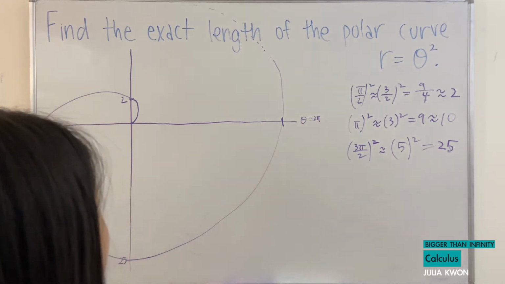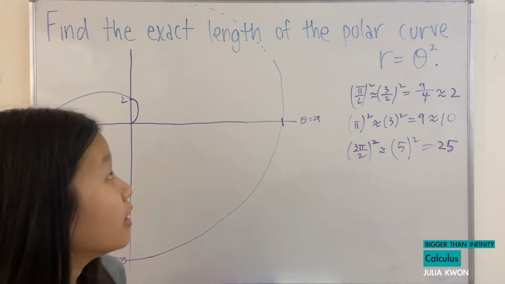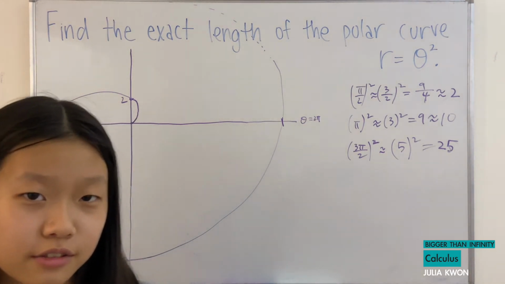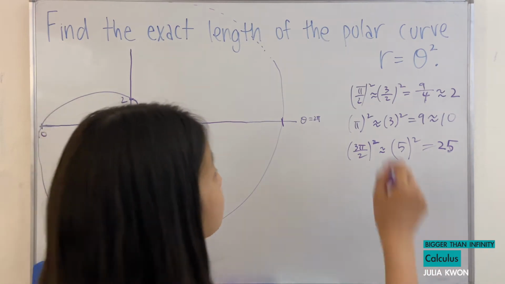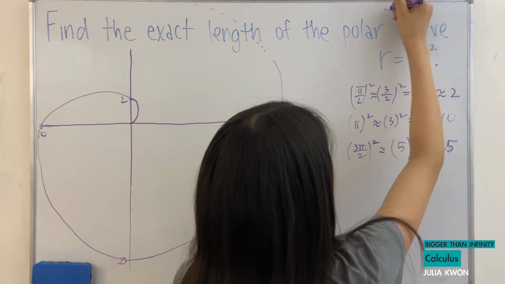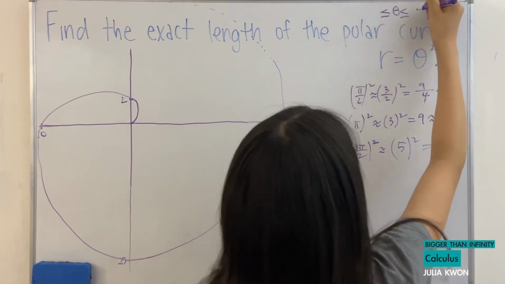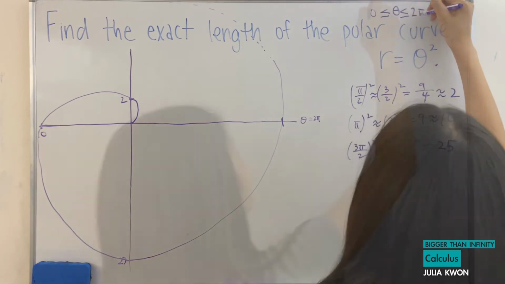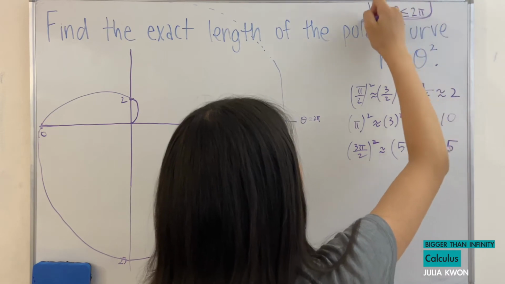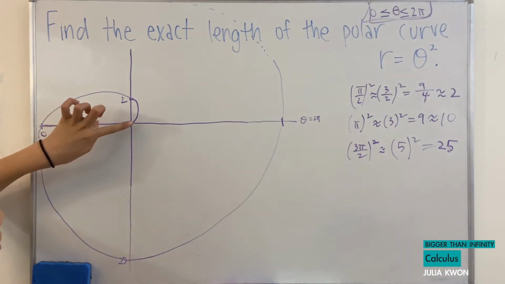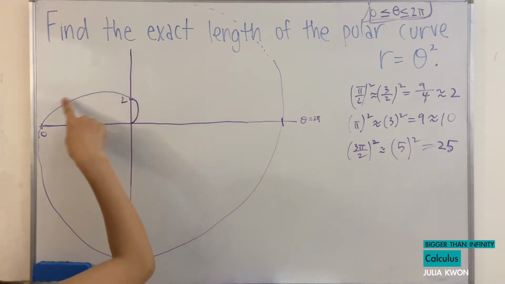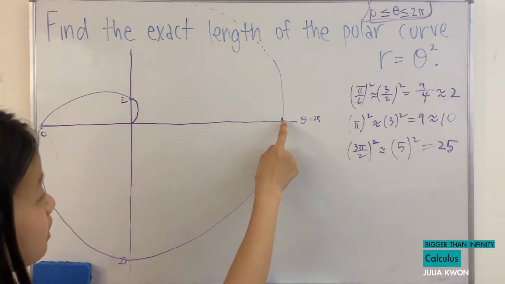And also, I'm so sorry I didn't mention this, but we want to find the exact length of the polar curve r is equal to theta squared when theta is between 0 and 2 pi. So don't forget this. And so the polar curve will just be this length. It stops right here.